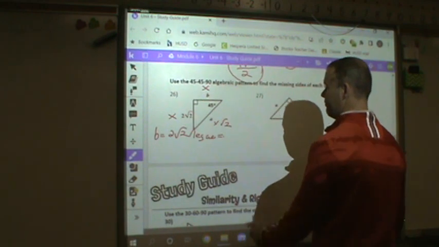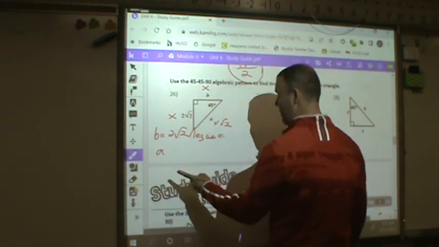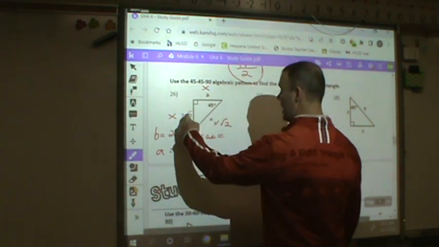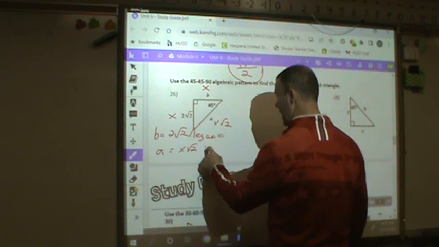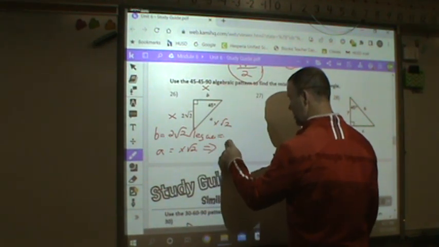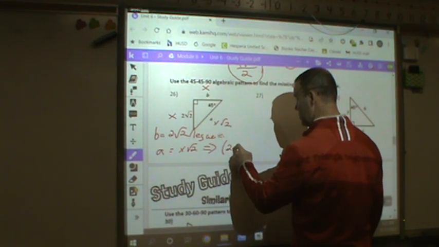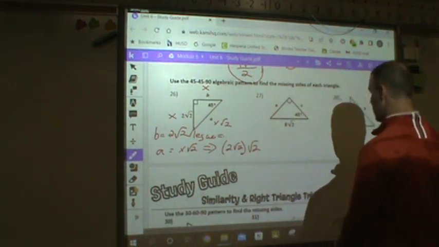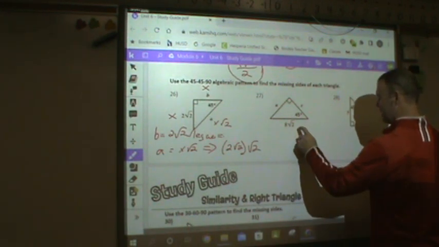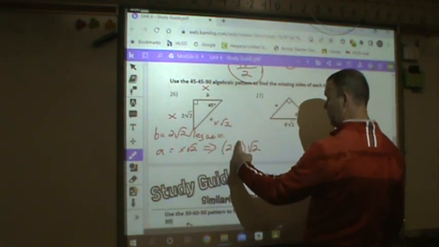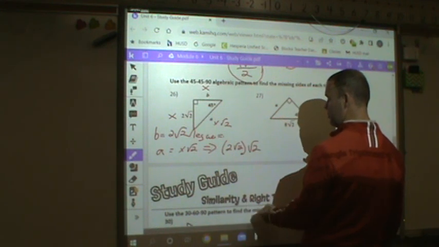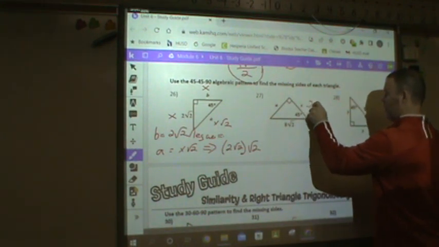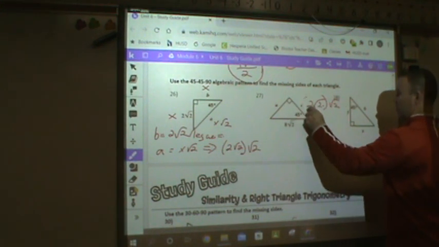Now, how do I find A? A is a hypotenuse, and A is equal to X times the square root of 2. But what is X? X is a leg. So if X is a leg, I'm just simply going to put my X in parentheses, which is 2 square roots of 2 times the square root of 2. Now, how does this work? You cannot multiply a whole number times a radical, but you can multiply radicals times radicals. So what's radical 2 times radical 2? 2 square root of 2 times square root of 2. And here's what you have.